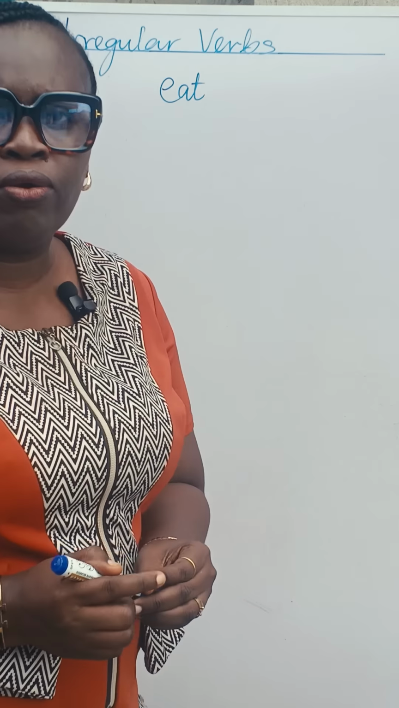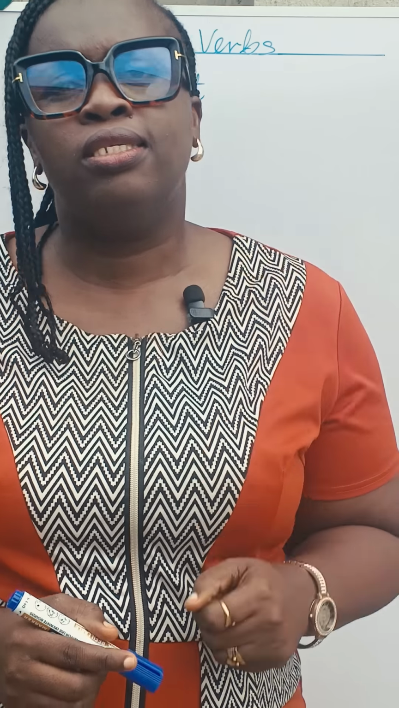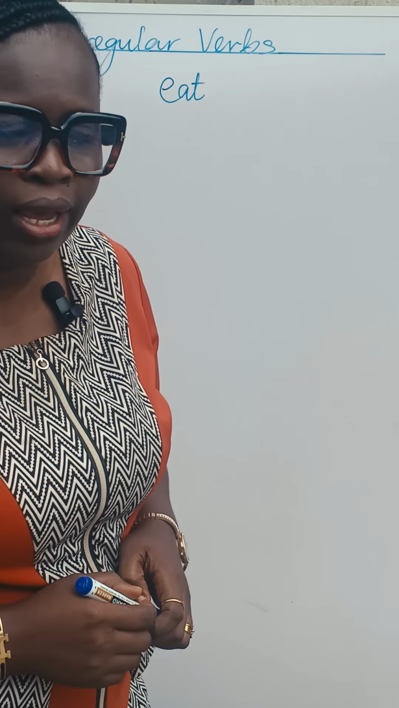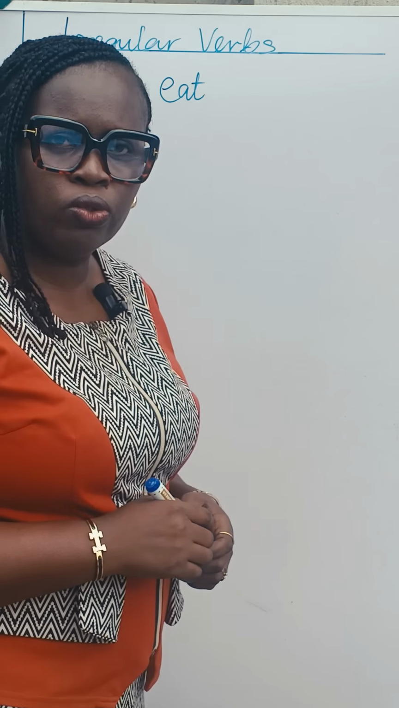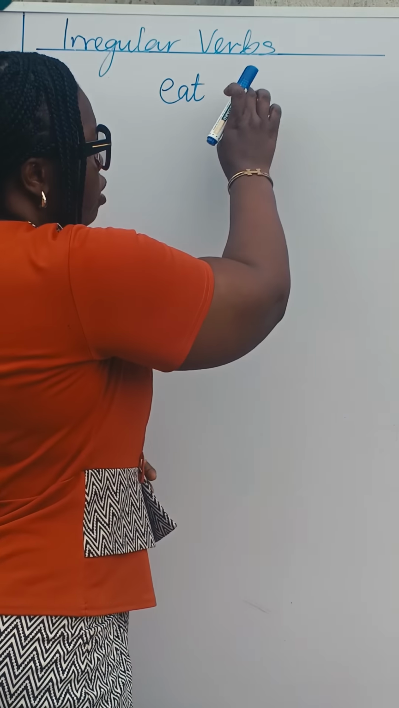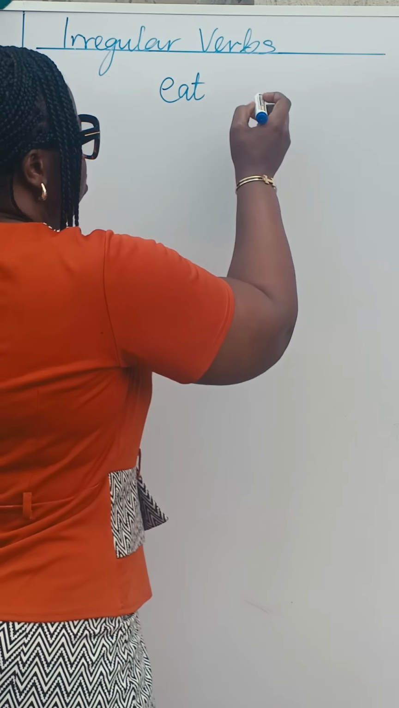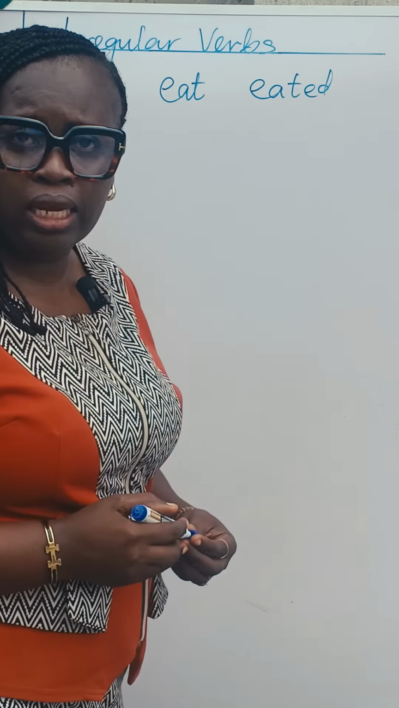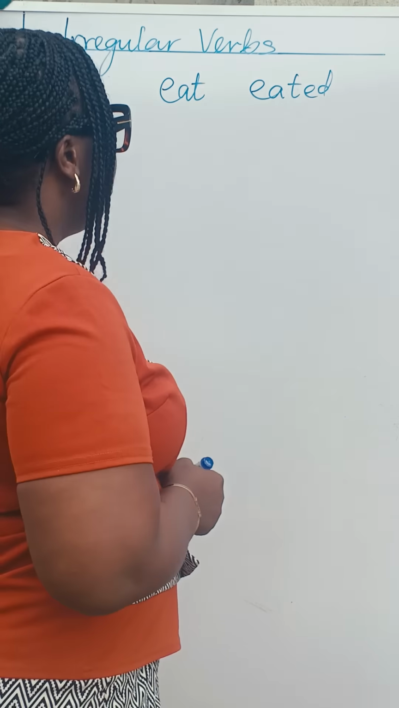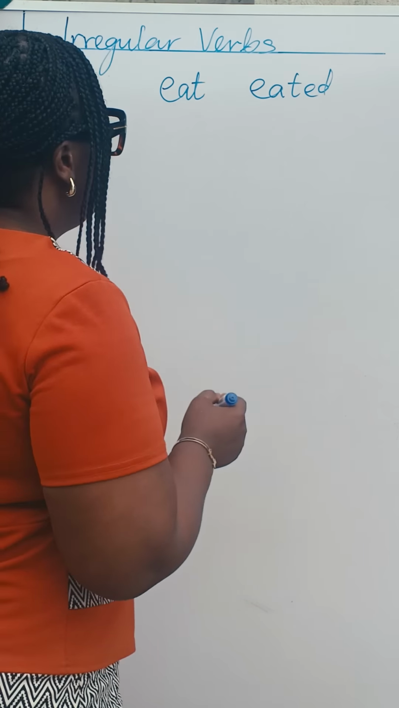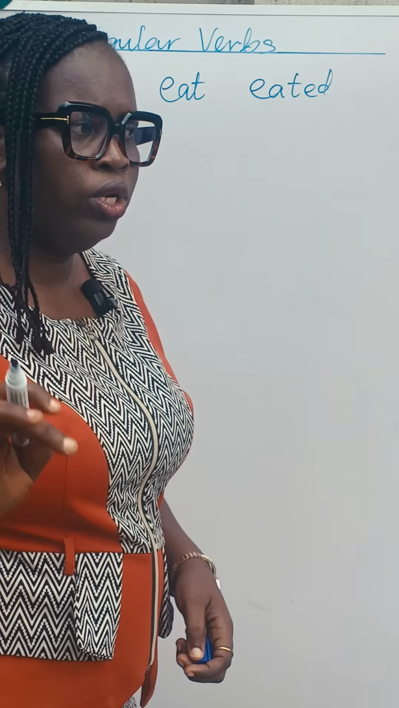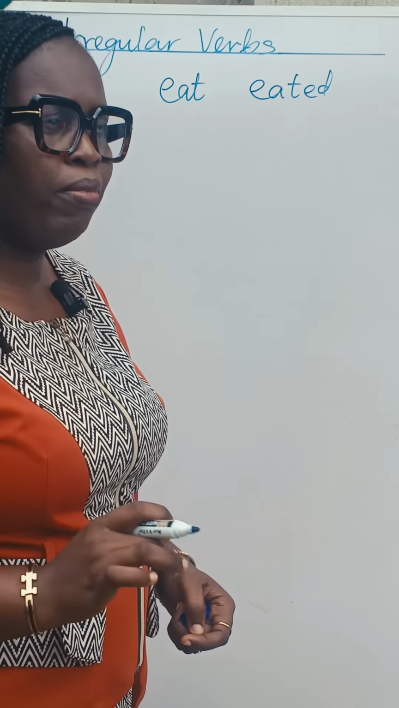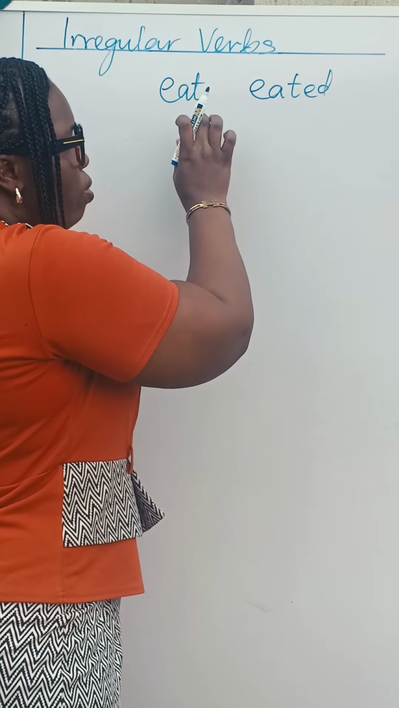Let's look at this. We have eat. Is it a regular or an irregular verb? It is an irregular verb. Why? Because it doesn't follow the rules of grammar. Assuming I want to write the past tense of eat, can I write E-A-T-E-D, eated? Is it correct? No, it's not correct. So that is why we say it doesn't follow the rules of what? Grammar.